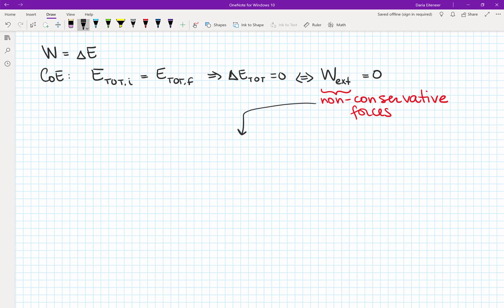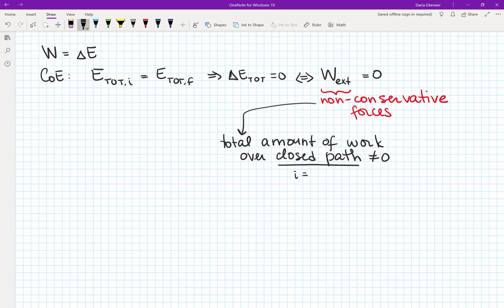I'll do it over here. So non-conservative forces are those where the total amount of work over a closed path is not equal to 0. So non-conservative forces are defined in such a way that when we have a closed path, the total amount of work over that closed path is not equal to 0. So closed path means that initial point is equal to the final point.